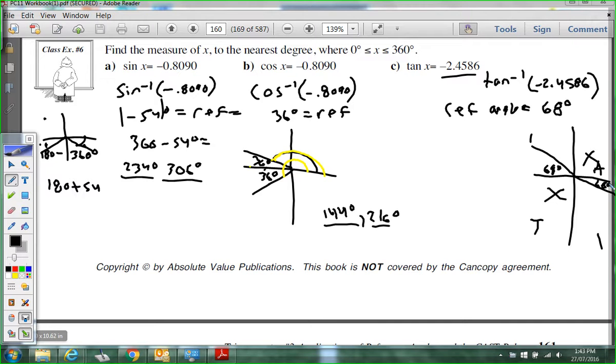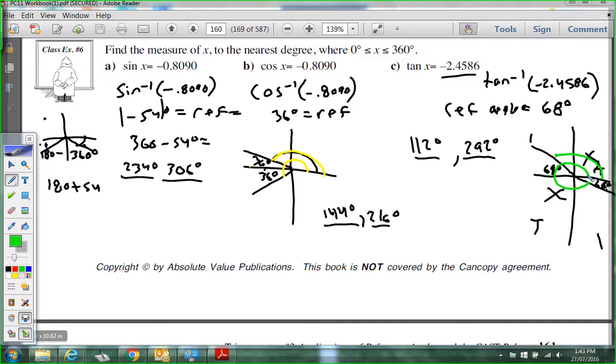So here, this one, 180 minus 68, so we get 112. This one we get 360 minus 68, we get 292 for that one. Okay, again, the angles we just figured out, this angle is 112. This angle is 292.